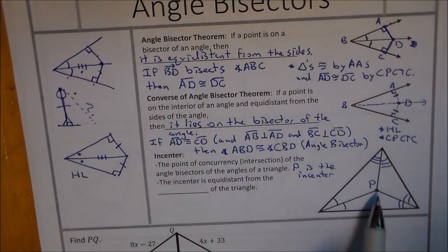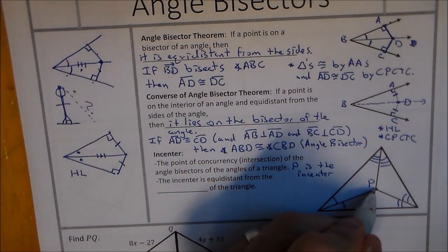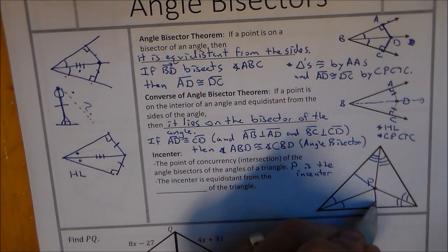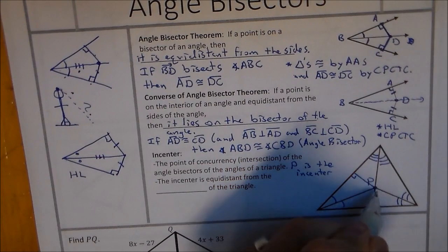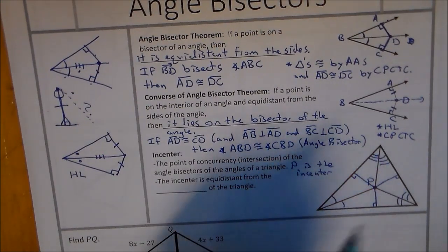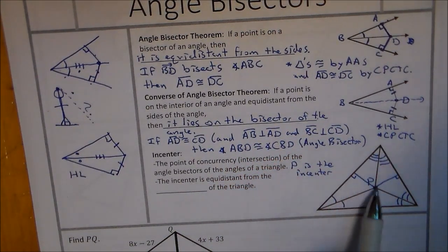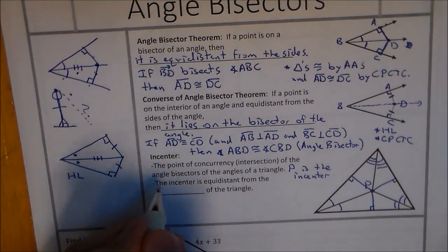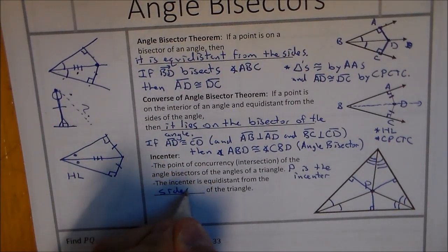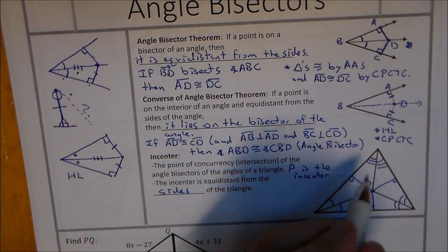And from the angle bisectors, they meet at this point. This then lets us say that this point is equidistant to all of the sides of the triangle. And again, as we measure that distance, we have the right angles again. So the incenter is equidistant from the sides of the triangle.